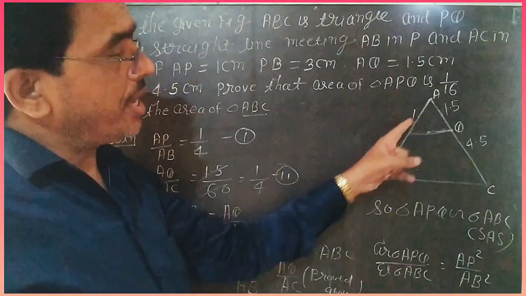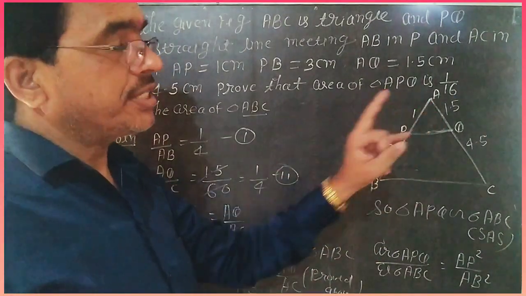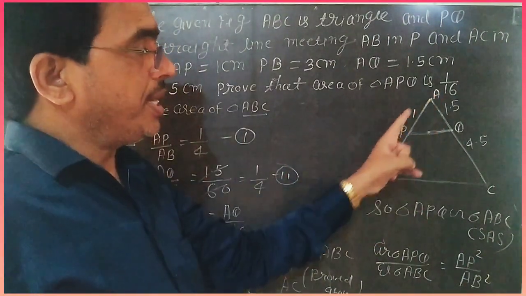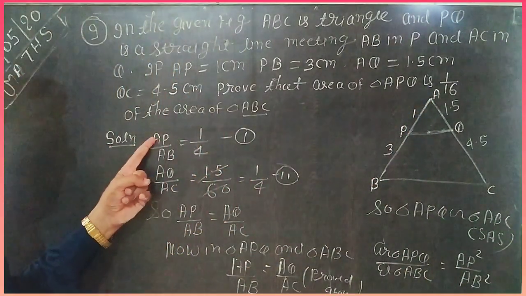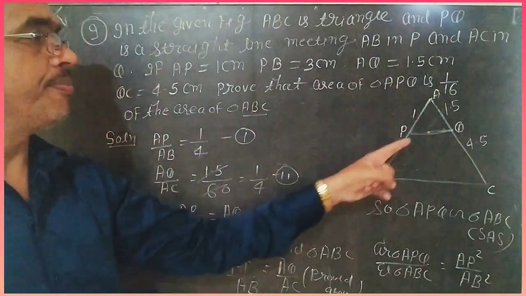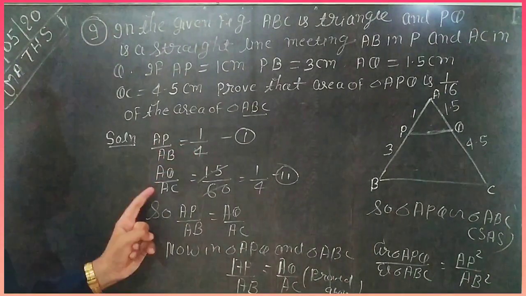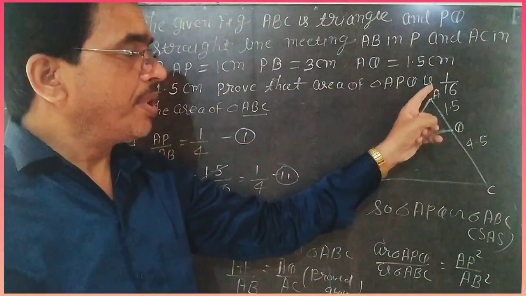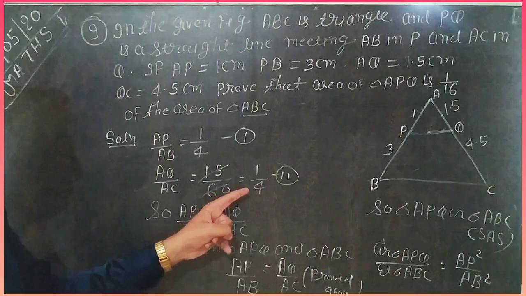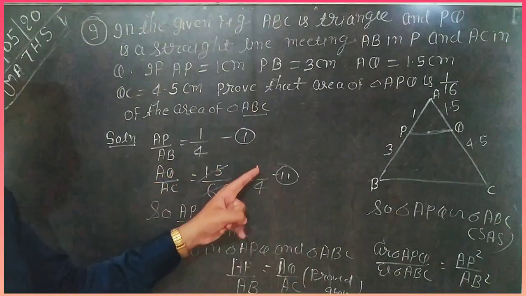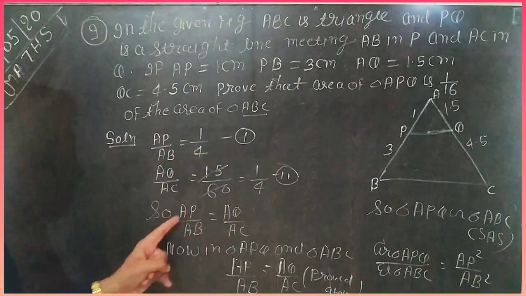Here the lengths AP, PB, AQ, QC are given in your question and you have to find the relation of the areas of two triangles, APQ and ABC. So dear students, first I write here that AP is 1 and AB is 4, because 1 plus 3, the whole AB, is 4. So AP by AB is 1 by 4. Similarly, AQ is 1.5 and AC is 6. So AQ by AC is 1.5 by 6. This is also 1 by 4, because 1.5 times 4 is 6. So the ratios are equal.